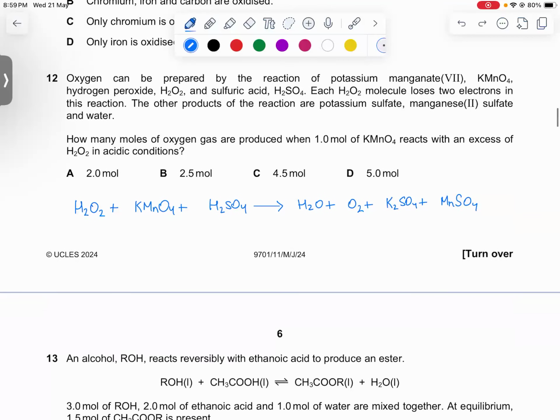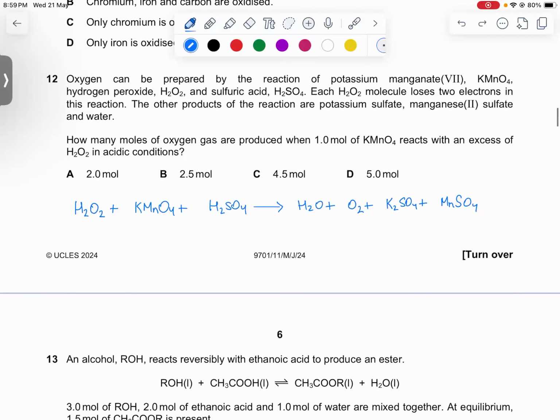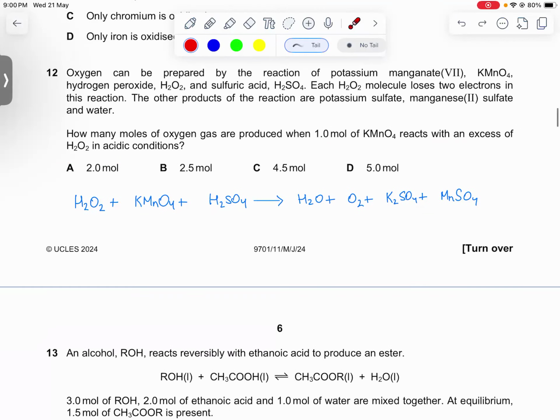Now, how many moles of oxygen gas are produced when 1 mole of KMnO4 reacts with an excess of H2O2 in acidic conditions? For that, we have to write the balanced equation. Because this equation contains 3 reactants and 4 products, balancing it by trial and improvement is going to kill you. It's going to take all the time in the exam, and you might still not get it correct. So what is another way of balancing? Another way is balancing by loss and gain of electrons.